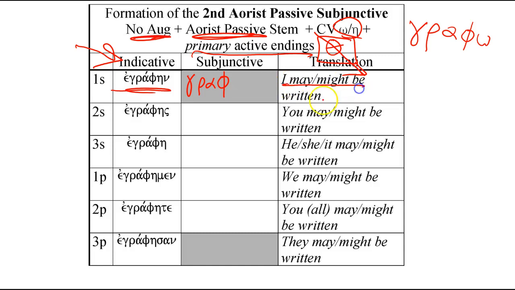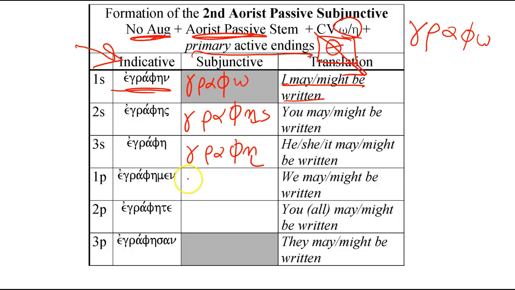GraphO can be translated I may or might be written. We also know that graphO is the form that we use for the indicative mood. So you're just going to have to remember that graphO can either be I am writing, present active indicative, or I might be written, the second aorist passive subjunctive. They have the exact same spelling. You might be written is graphes. He, she, it might be written is graphe.